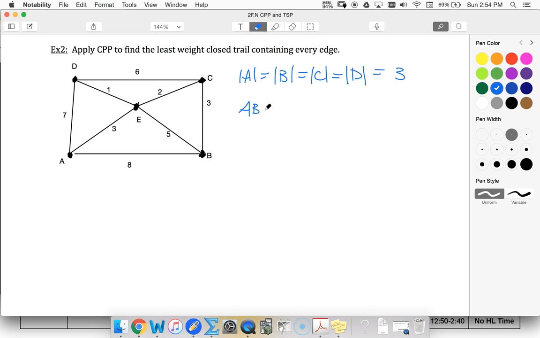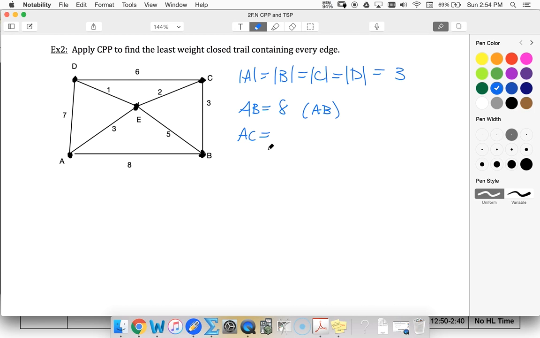So I could match A to B, and the least weight of going from A to B is 8. Here's another 8. That's going to be greater than 8. So 8 is the minimum, and I did that by going from A to B. I could have also said A, E, B, but we want the most direct one we can find.